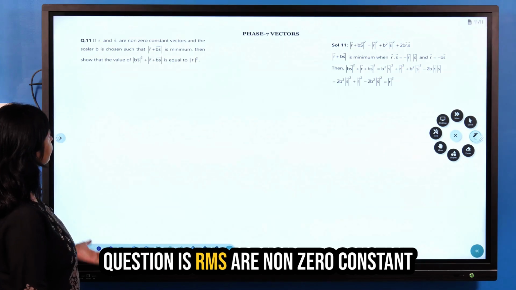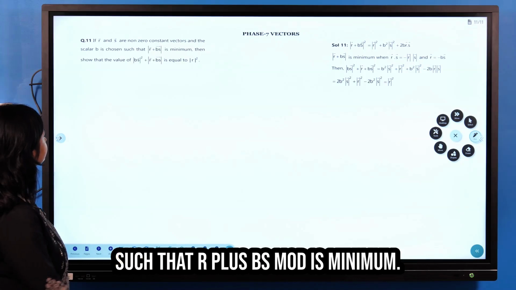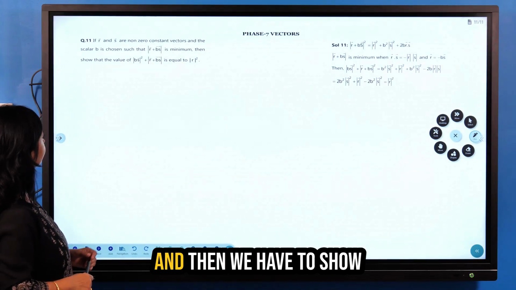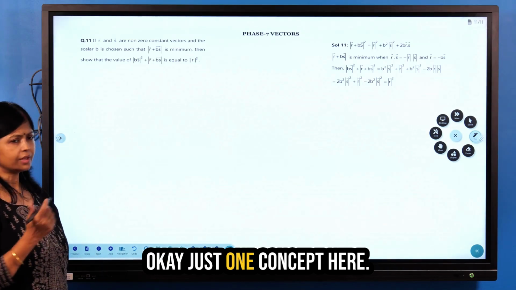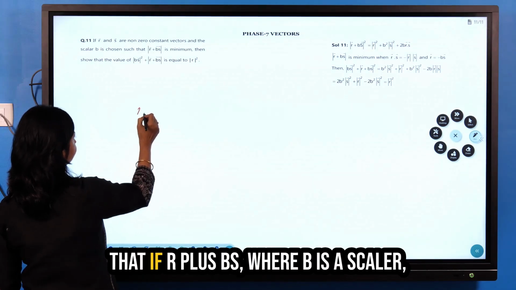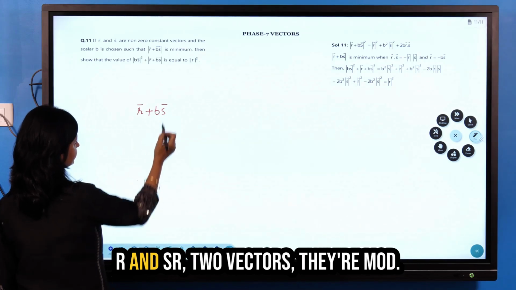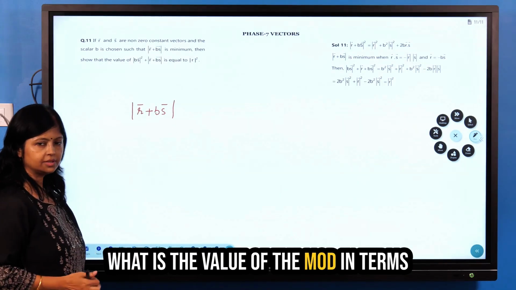Question is: R and S are non-zero constant vectors and the scalar B is chosen such that the mod of R plus BS is minimum, and then we have to show that this is equal to something. Just one concept here: if R plus BS, where B is a scalar and R and S are two vectors, what is the value of their mod?